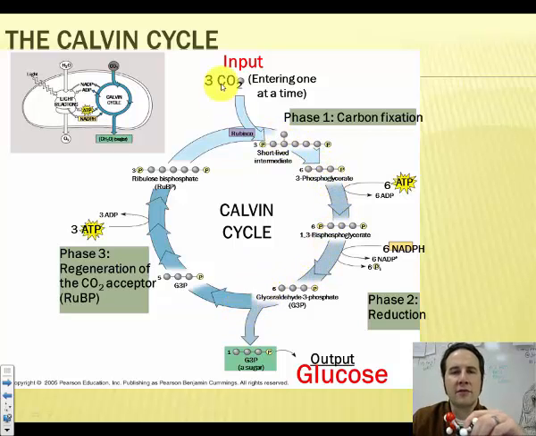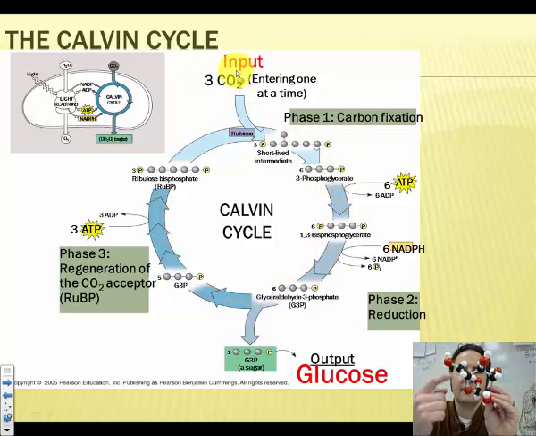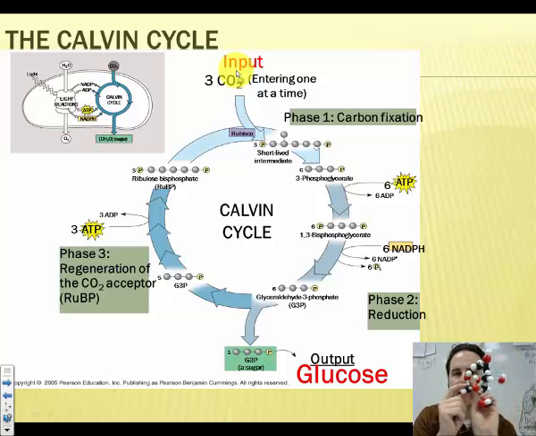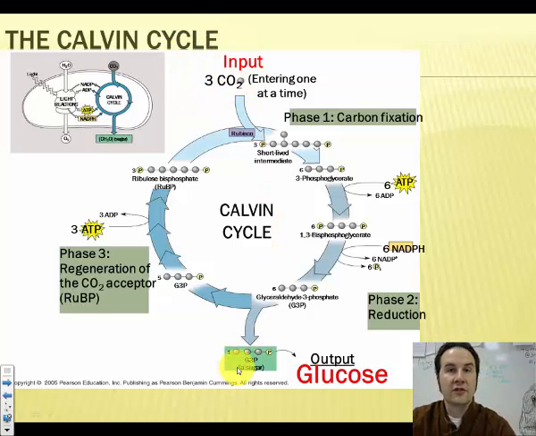But wait a minute, if we have only 3 carbon dioxides, but I have 1, 2, 3, 4, 5, 6 carbons in my glucose, how many times must this go around if I have 3 carbons going in and 6 carbons coming out? That's your first question. Obviously the answer is 2. It has to go around the Calvin cycle twice because 3 times 2 is 6. So when it goes around twice, we have one output of a glucose molecule.